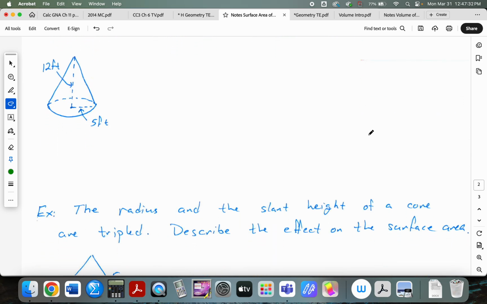All right, let's do a cone. So my base is just a circle with a radius of 5. The circumference is 2 times pi times the radius, so that's 10 pi. Area of the base is pi times the radius squared. It's 25 pi.